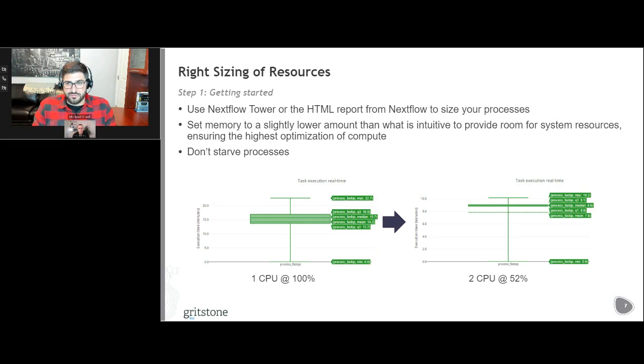Set the memory for a process to just slightly lower than what is intuitive. And when I say intuitive, I think like 4, 8, 16, 32 gigabytes of RAM, those nice numbers. But the reality is on AWS Batch, it's automatically going to leave room for the system resources.